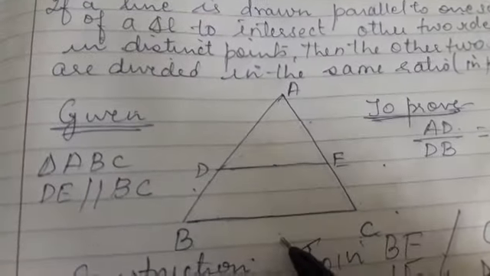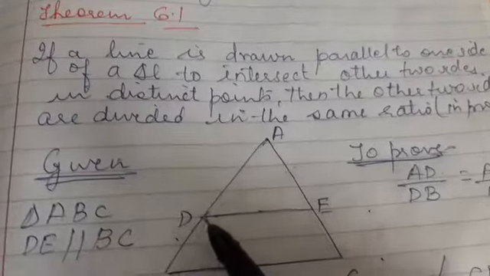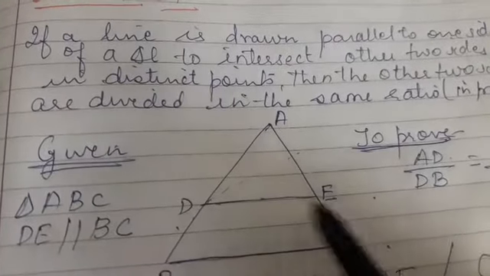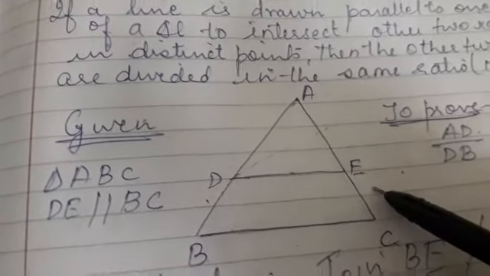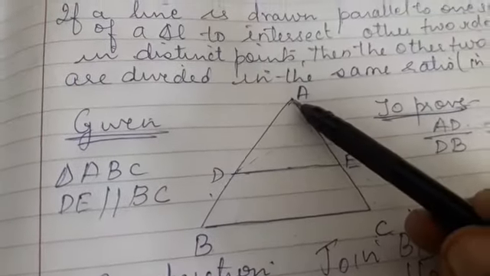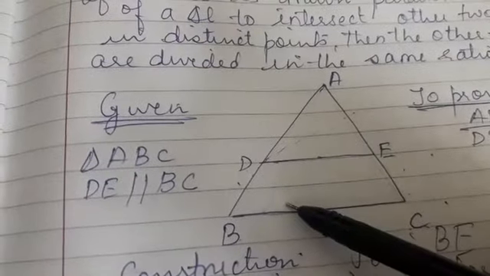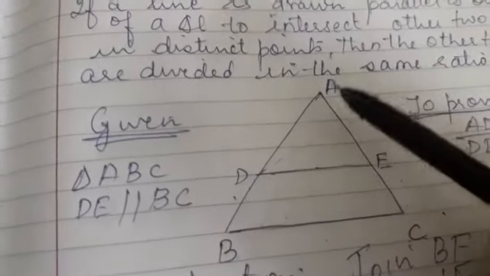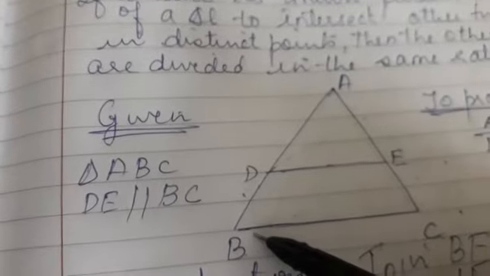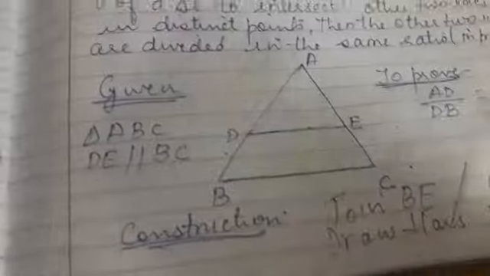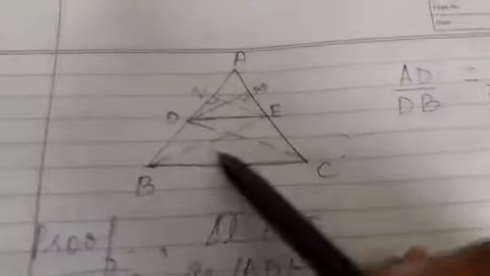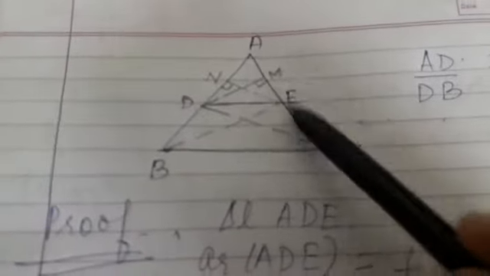Okay, so I hope this theorem is clear to you. The statement is that if a line is drawn parallel to one side, and this line is intersecting the two sides at two distinct points, then the ratio of the corresponding sides are same, or we can say that the corresponding sides are proportional to each other. So for that, as I told you, the construction will be join B to E and C to D, shown over here, right? Then you draw two perpendiculars, DM and EN.